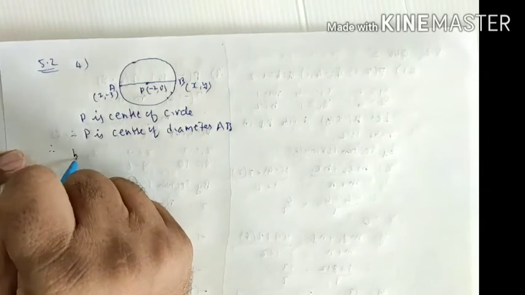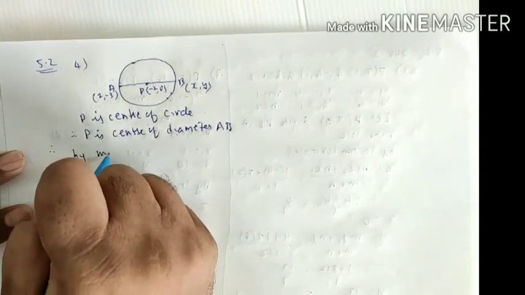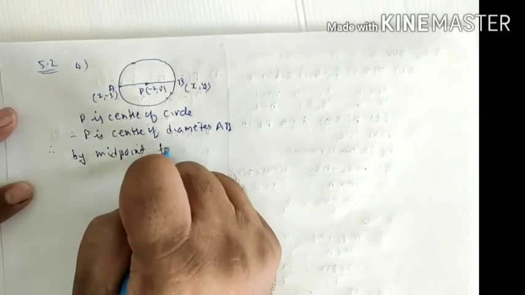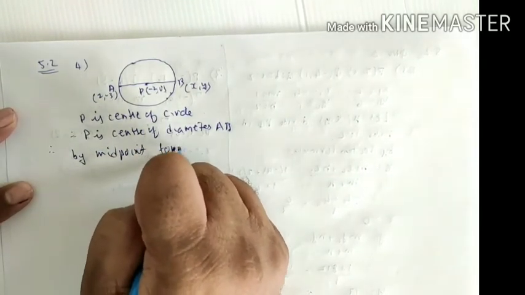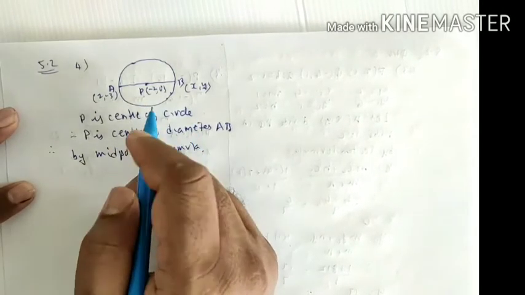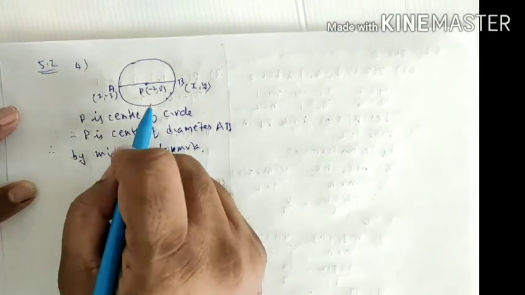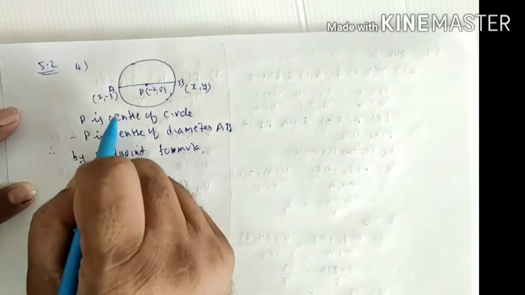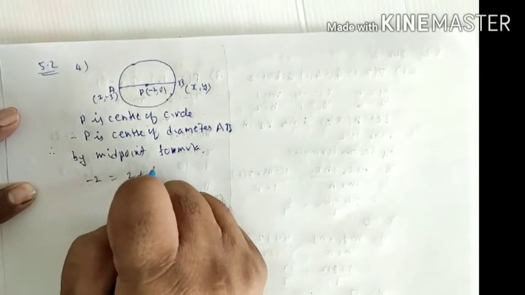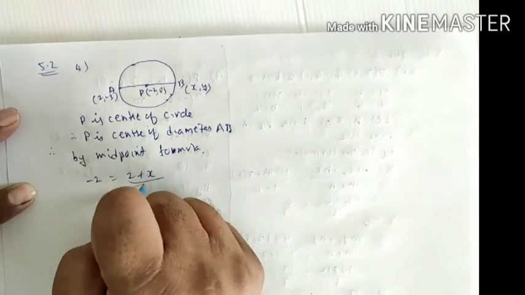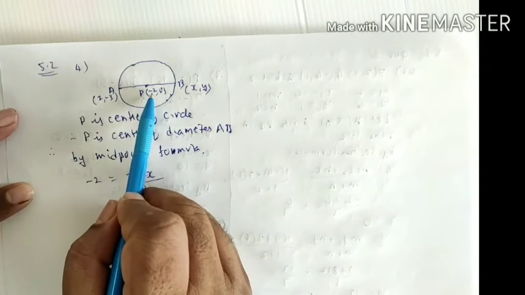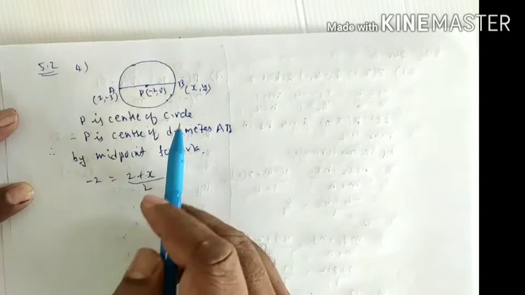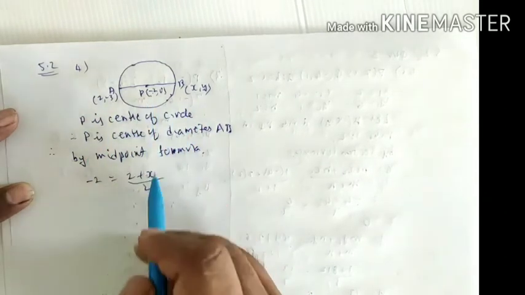Therefore by midpoint formula. What is the midpoint formula? By midpoint formula, -2 is equal to (2 plus x) upon 2. See, the midpoint formula is x is equal to (x1 plus x2) upon 2.